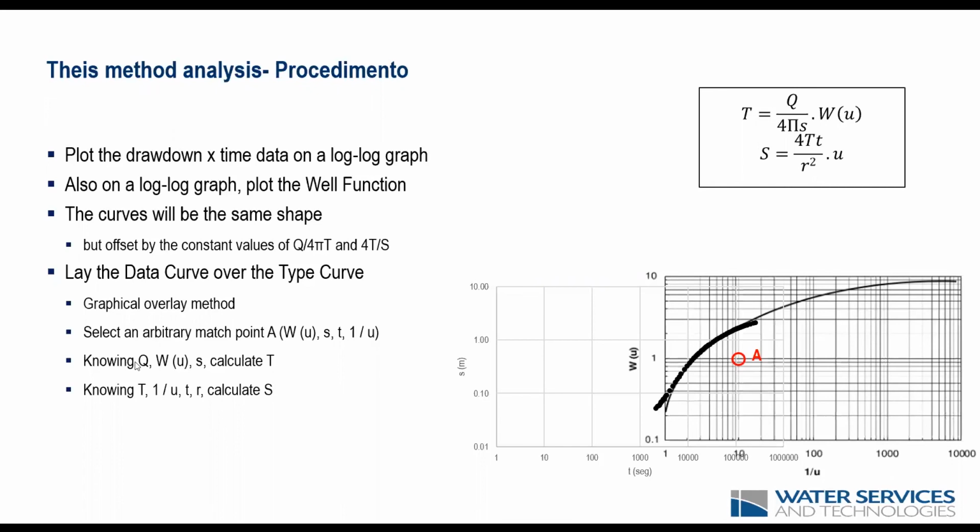We know the pumping rate, we get the well function from this match point, and we know the drawdown, so we can calculate the transmissivity on this first equation at the top. Once we know the transmissivity, we can get our values of 1 over U, we can get the time and the distance between the wells, and then we can calculate our storage. As I said, these are the two main parameters we get from interpreting an aquifer test or a pumping test.